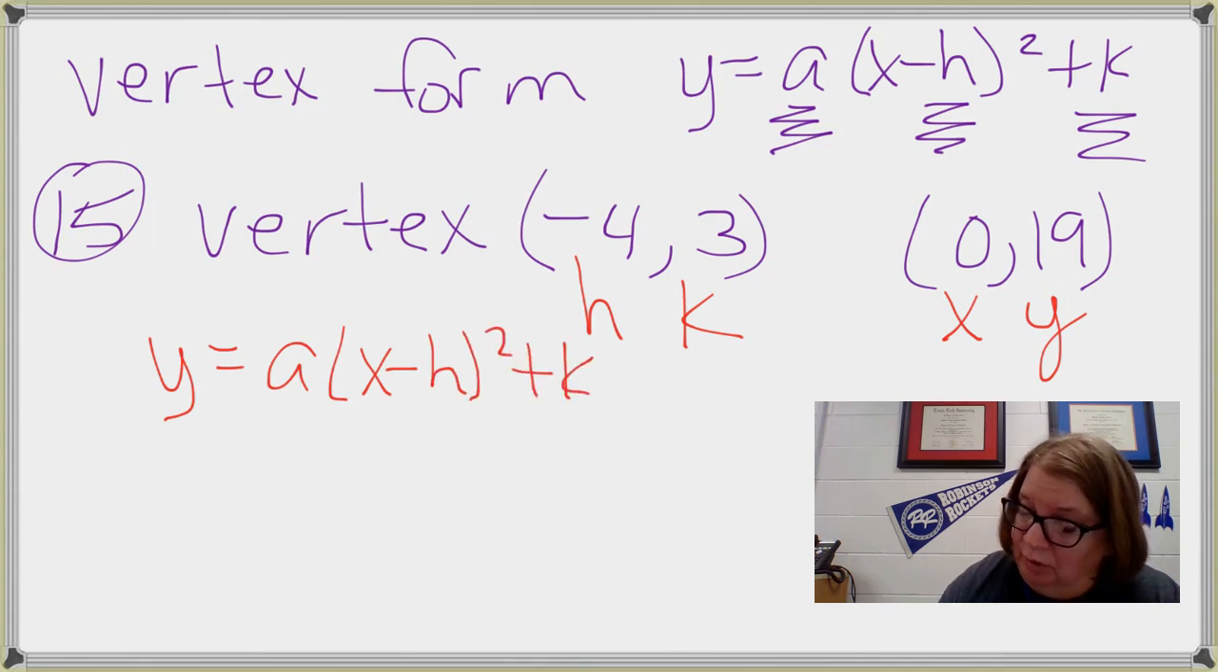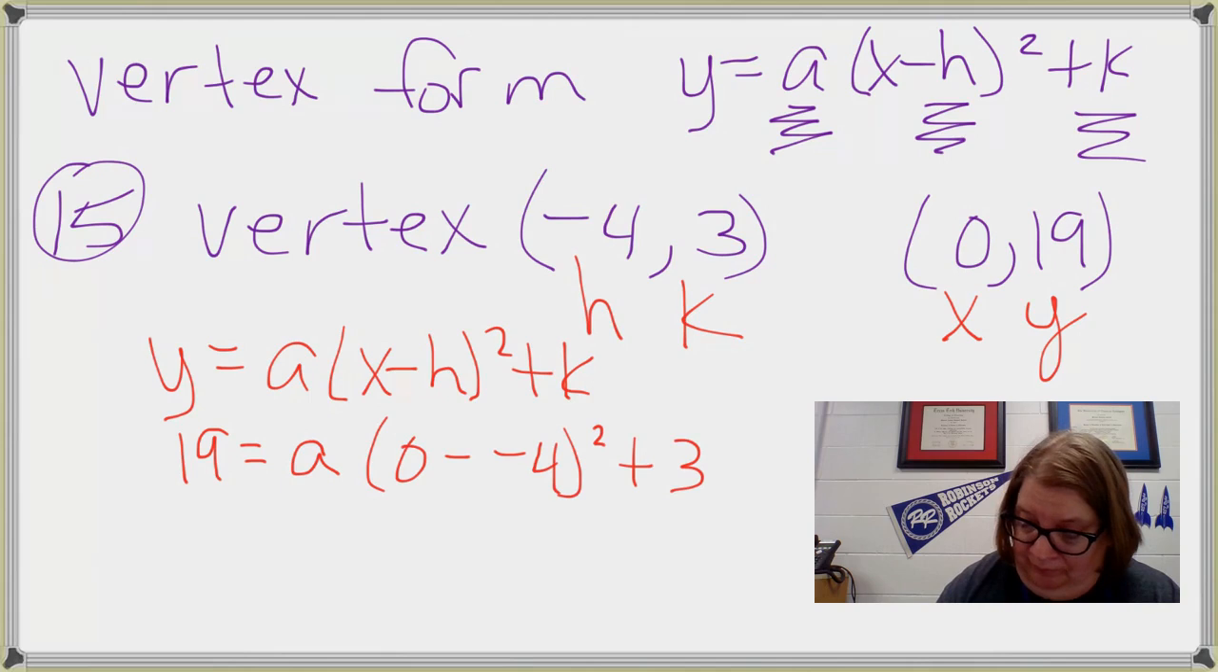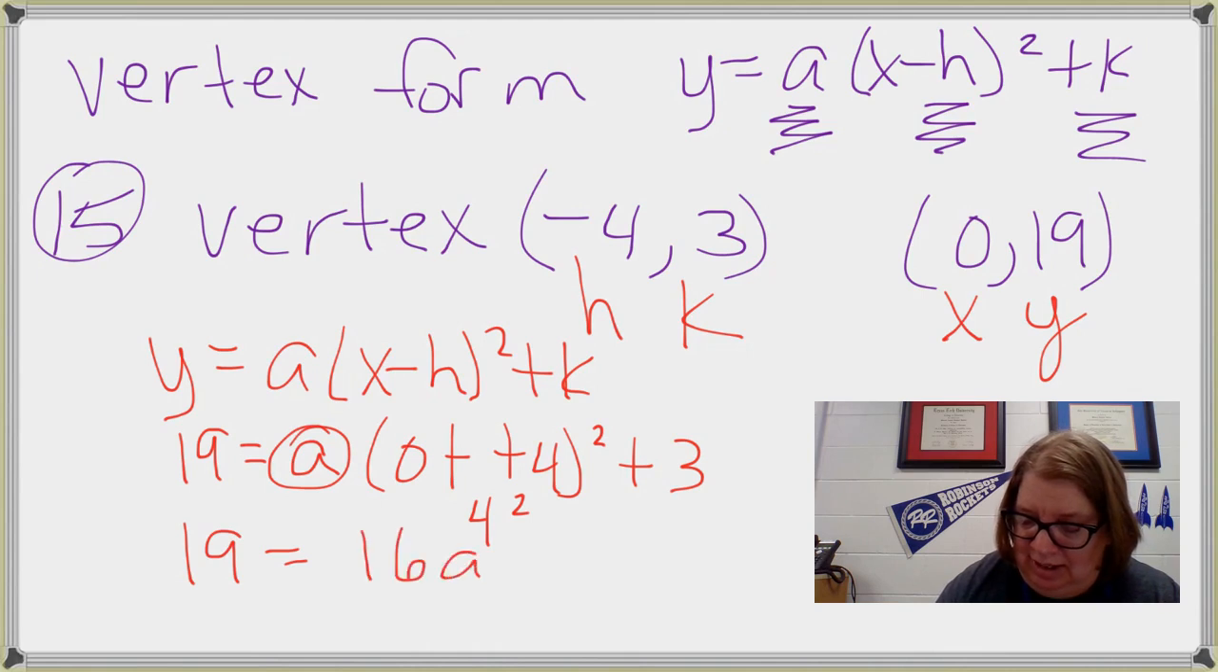That's our vertex form. We know that y is 19. We don't know what a is. X is 0. H is negative 4. K is 3. We're going to use this now that we've plugged in all those to solve for a, and then we can write our equation. What happens to 0 minus negative 4? 0 plus 4 is 4. 4 squared is 16. Don't forget this guy. So I have 19 equals 16a plus 3.